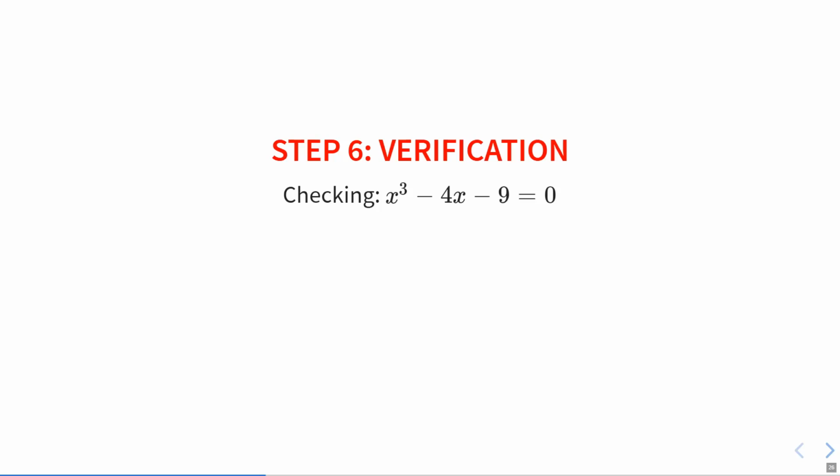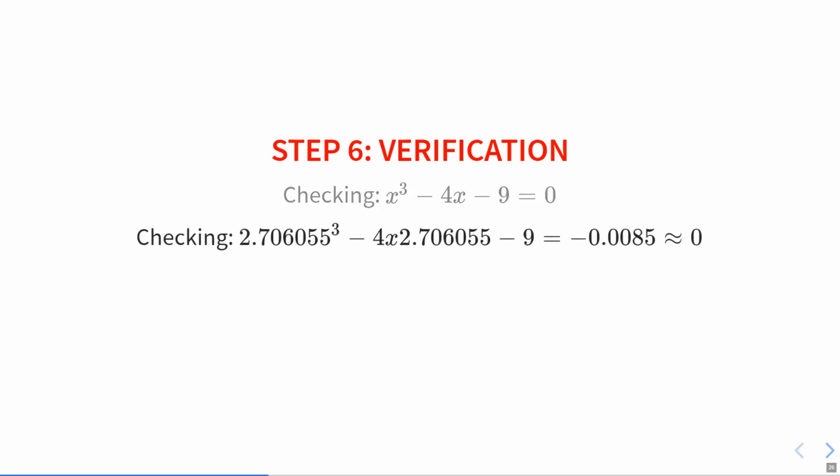Now check the verification. The original equation is x³ − 4x − 9 = 0. So I am taking the left hand side and plugging in the x value, 2.706055. So 2.706055 to the power 3 minus 4 into 2.706055 minus 9, I am getting −0.0085, which is approximately equal to 0.